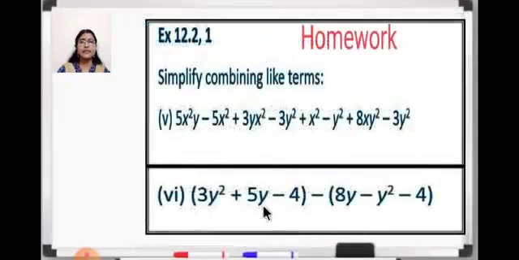So now children, these two questions are your homework. Exercise 12.2, 5th and 6th part is your homework. So try to solve the way I have shown you. Next time I'll explain it to you.